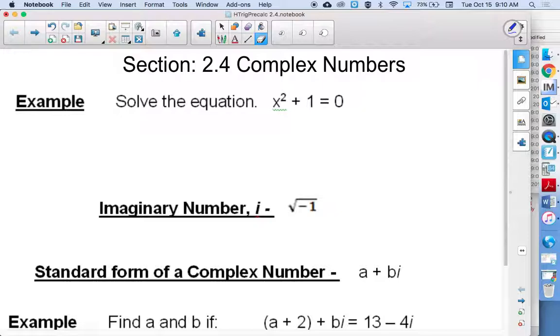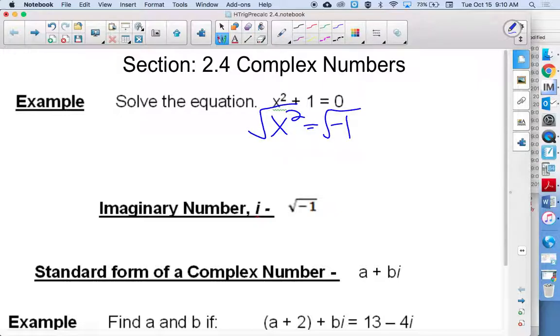Okay, so he said subtract the 1 to the other side, take the square root, and the square root of negative 1 is i. That's how we get our imaginary number. Because in math, we don't like when things don't work. We force them to work, creating new things.